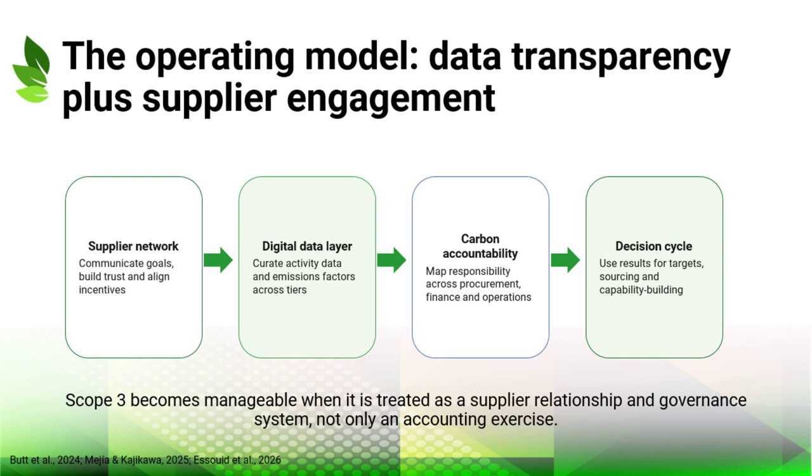Carbon accountability then connects procurement, finance, operations, and sustainability teams, so responsibility is not isolated in a reporting department. Finally, results must feed a decision cycle: target setting, sourcing, capability building, and performance review. Scope 3 becomes manageable when treated as a supplier relationship and governance system, not only an accounting exercise. The process must support continuous improvement. Ownership must be explicit.